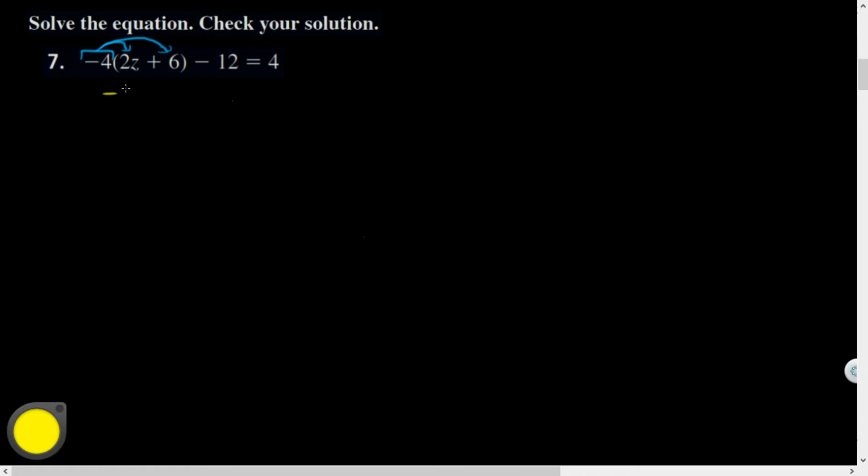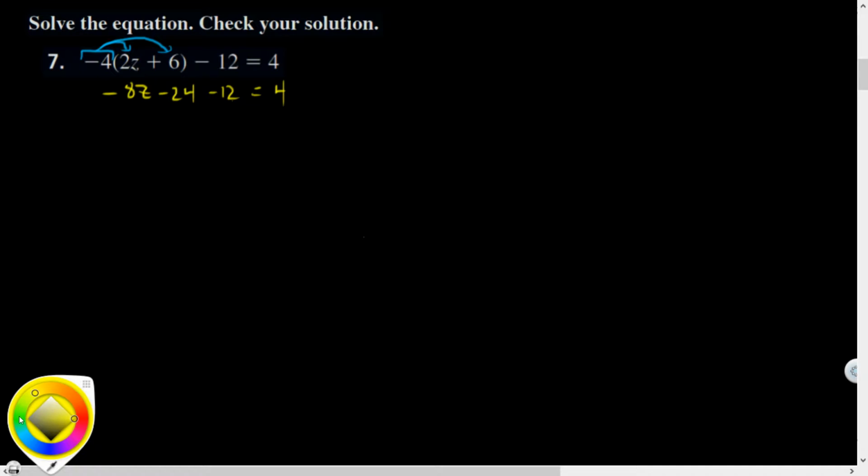-4 times 2z is -8z. -4 times 6 is -24. -12 equals 4. So I distributed. That minus sign goes with it to both of the things in the parentheses. What could I do next to simplify, guys? Yeah, I can still simplify, and I can do that by combining like terms.